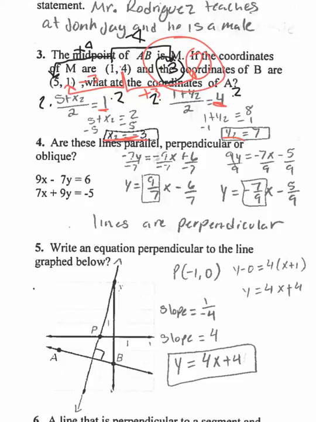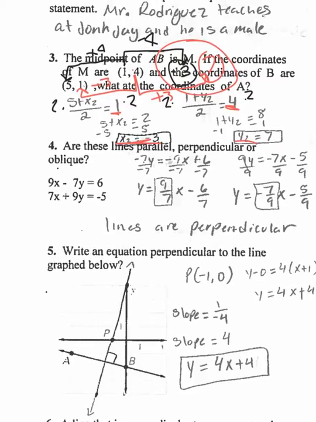Are these lines parallel or perpendicular? You need to solve them to y equals mx plus b. So 2 steps. 1, subtract the x from both sides. So this had minus 9x first. This had minus 7x first. And then the second step, divide by the negative 7. So positive 9 over 7, because negative divided by negative. Negative 7 over 9, those are perpendicular.